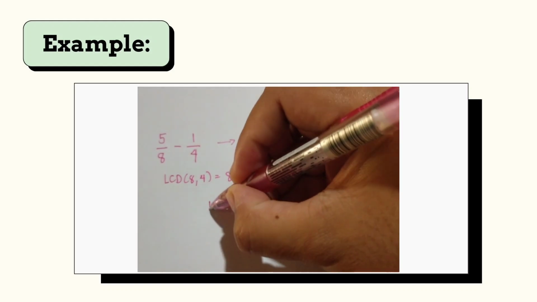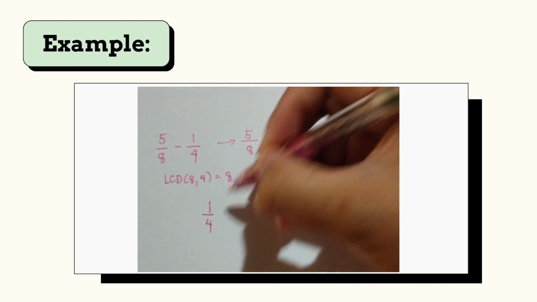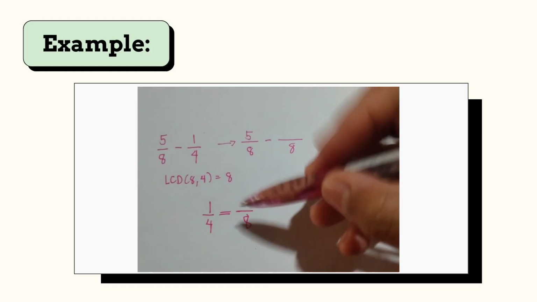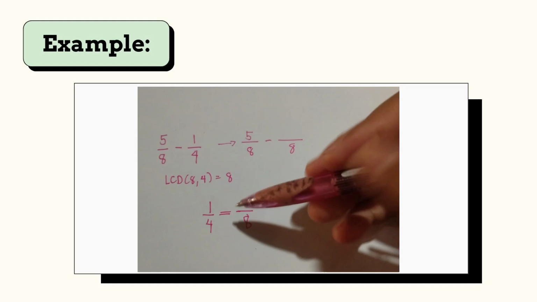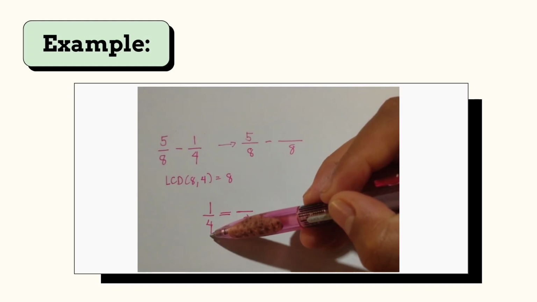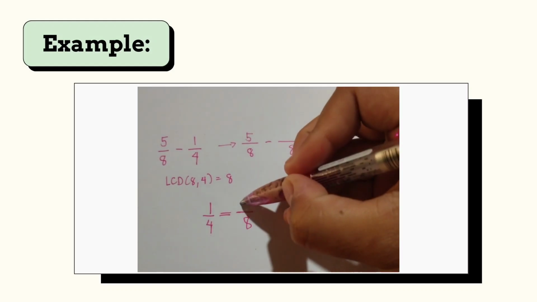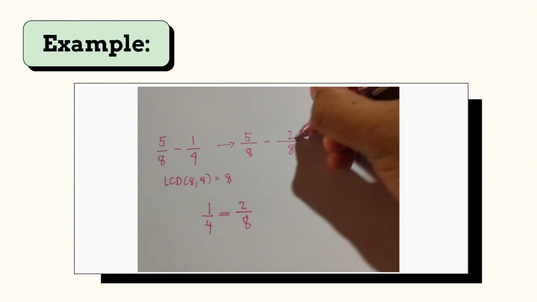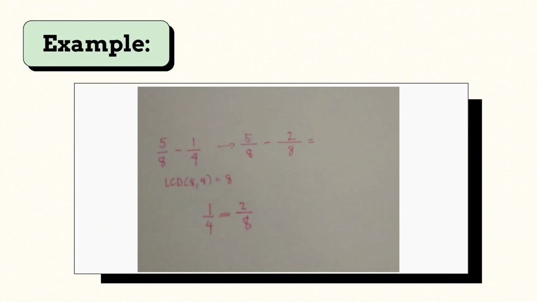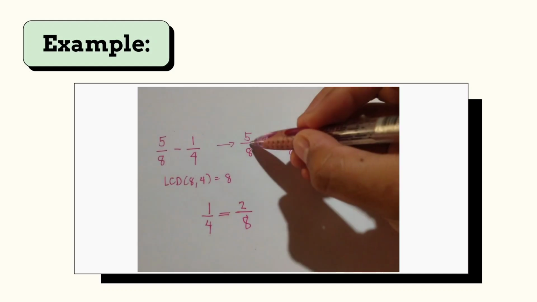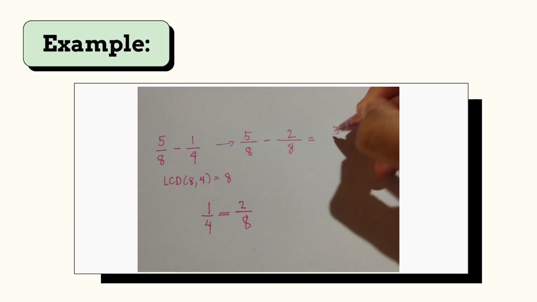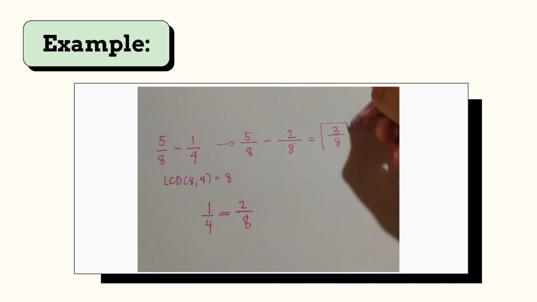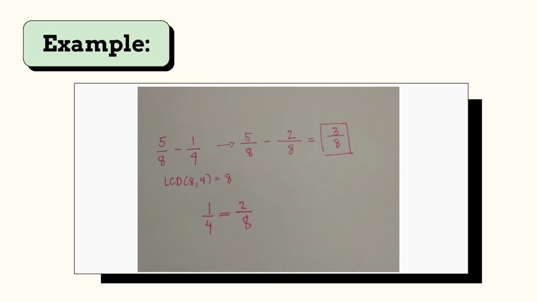So, like what we did earlier, 1 over 4 will be converted into something over 8, and then we divide the denominator. So, 8 divided by 4 is 2, multiplied by 1 is 2. So, this will be our new fraction. So, we have 2 over 8. And now we can proceed with subtraction. So, 5 minus 2 is 3. And we copy the denominator, which is 8. So, this is our difference, 3 over 8.